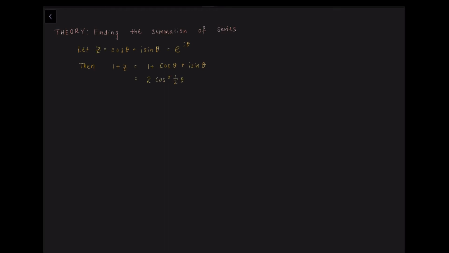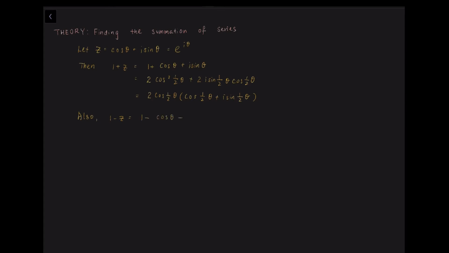And we know that 1 plus cos θ, using the double angle formula, we can convert into 2 cos squared half θ. And then, again using the double angle formula for sin θ, we can use its identity, so 2i sin half θ cos half θ. Then we factorize the cos half θ out and we obtain this expression.